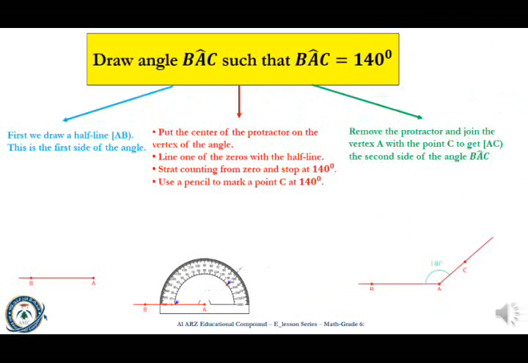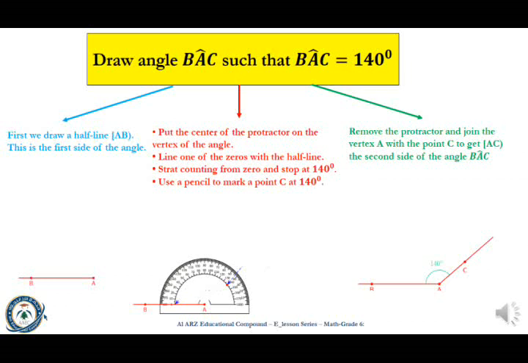Let's repeat. To draw an angle BAC such that BAC equals 140 degrees, first step, we draw a half line AB. We mark the vertex and we draw a half line AB. This is the first side of the angle. Closed at A, open at B.